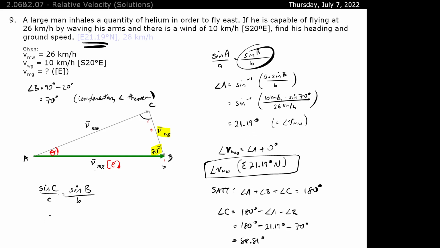Okay, we need to find out side length C. So side length C is equal to sine B. Wait, no. I don't do this one as often. So sine C over sine B times B on top. There you go. Yeah, bring that up, bring that up, bring that down, and that's what it'll look like.